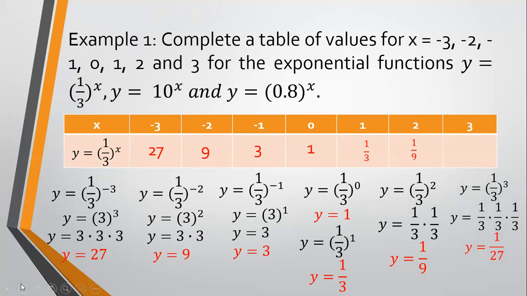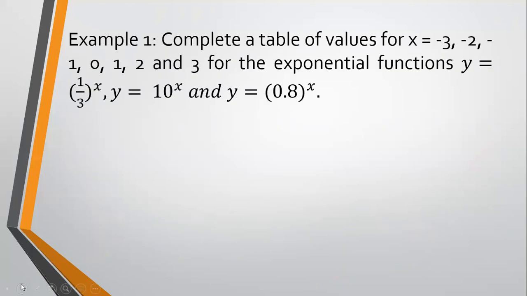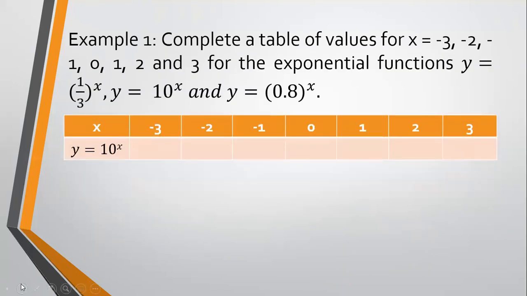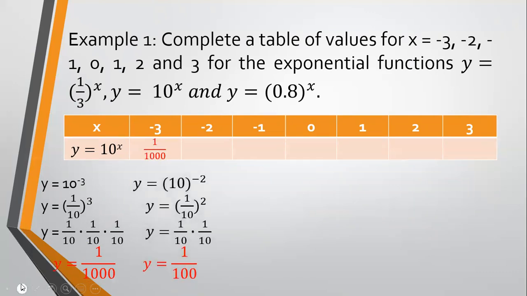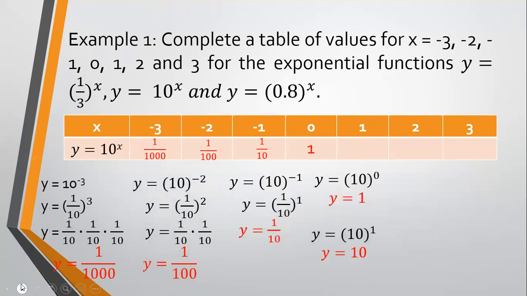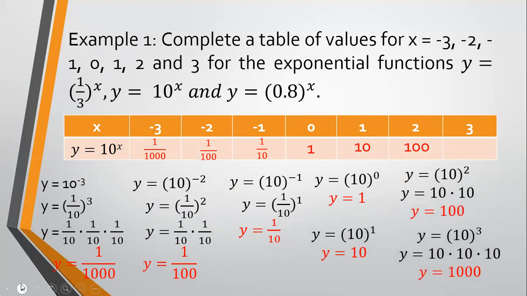Okay, so let's have the table of values for the second exponential function. For the second exponential function, given y equals 10 raised to x, again, substitute the values of x: -3, -2, -1, 0, 1, 2, and then lastly the 3. So these are the values of y given the values of x. I hope you're familiar in doing that.